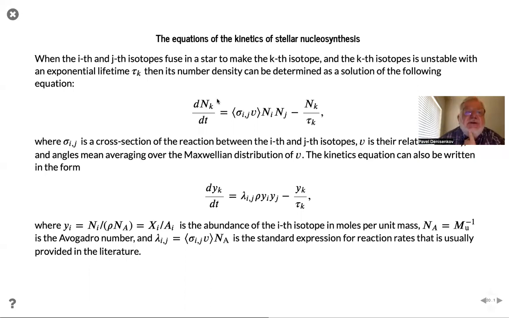So this is the ordinary differential equation. The rate of change of the number density of the k isotope is equal to this expression. Here, the first term takes into account the production of the k isotope from the i and j trace isotopes. These are number densities of the i and j isotopes, and this term takes into account decay of the k isotope over the exponential lifetime tau k, right?